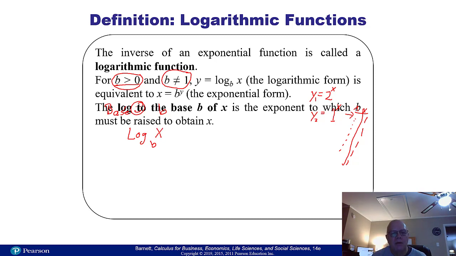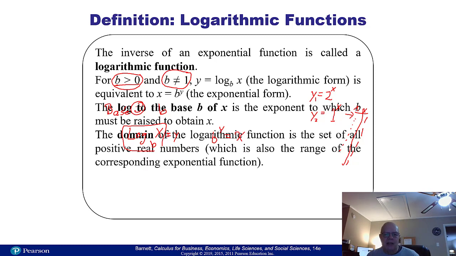This whole thing is the number that b would have to have as an exponent to end up with an x. We'll do it again. Start with the base. What's the exponent? Well, the logarithm is right here. And what's it equal to? What's the only number that I haven't put down yet? The x. Logarithms are exponents, remember that.